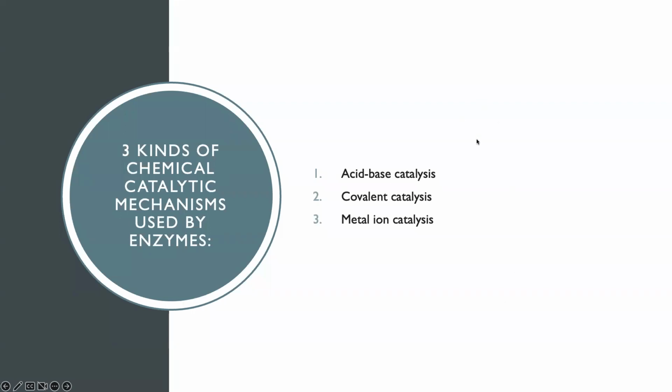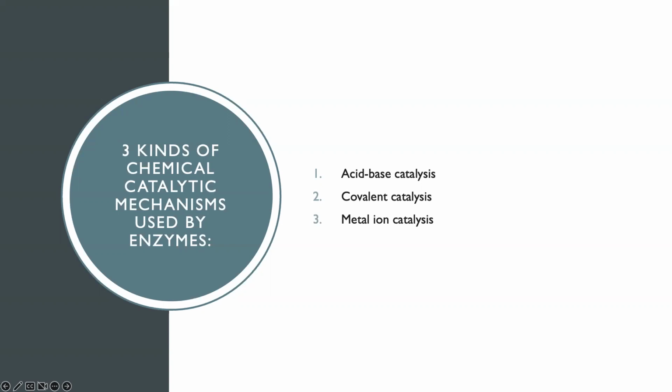All right. So we can have three kinds of chemical catalytic mechanisms that are used by enzymes. We can have acid-base catalysis. This is where a proton is transferred between the enzyme and the substrate. As the substrate interacts with the active site, there will be a proton donation. So the enzyme itself is going to donate the proton and allow for a little more stability in that transition state. And a base is going to subtract a proton.